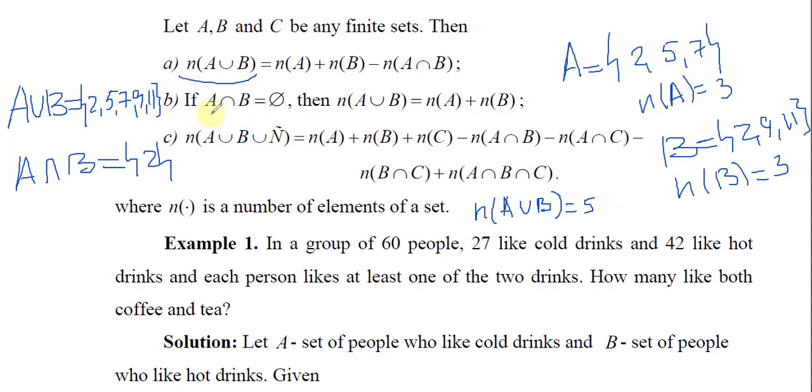The next one: if A intersection B is the empty set, then the number of elements of A union B is equal to the number of elements of A plus the number of elements of B.